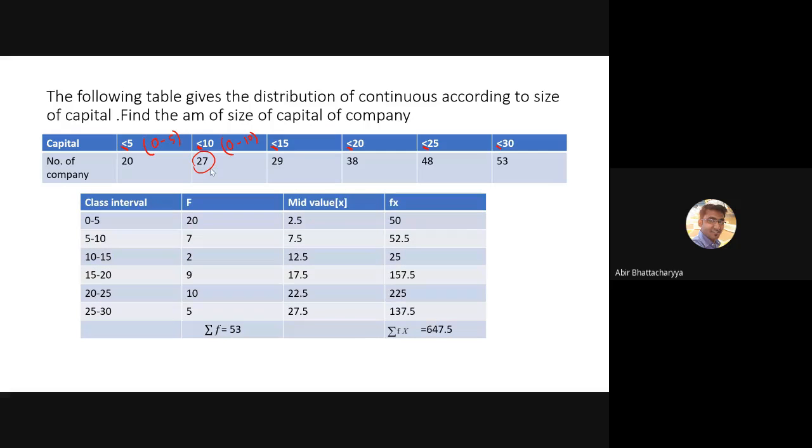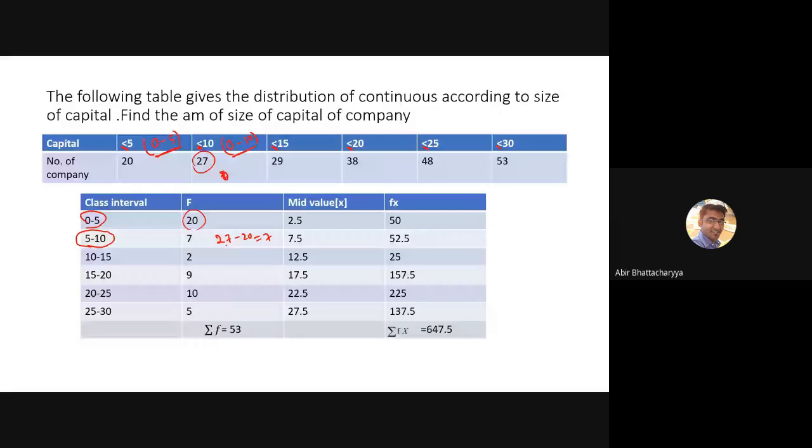All right. So what we will do now, we will divide into class intervals. First we will write the class interval 0 to 5. 0 to 5 is having frequency 20. Now 5 to 10, what is the frequency? Your frequency will be 27 minus 20, because 0 to 10 is 27, 0 to 5 is 20. Is that clear, all of you? 27 minus 20 is equal to 7.